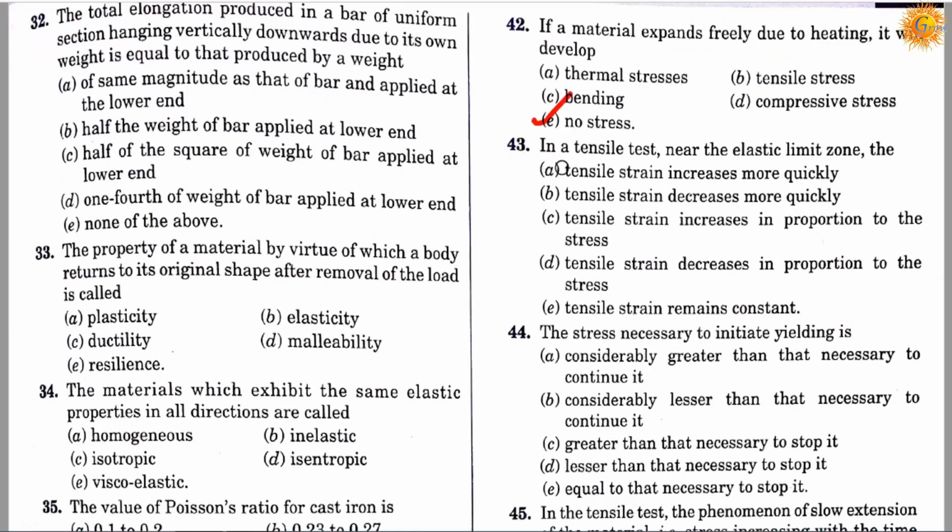Question number 43. In a tensile test near the elastic limit zone: option A, tensile strain increases more quickly; option B, tensile strain decreases more quickly; option C, tensile strain increases in proportion to the stress; option D, tensile strain decreases in proportion to the stress; and option E, tensile strain remains constant. Correct answer is A. In a tensile test near the elastic limit zone, the tensile strain increases more quickly.